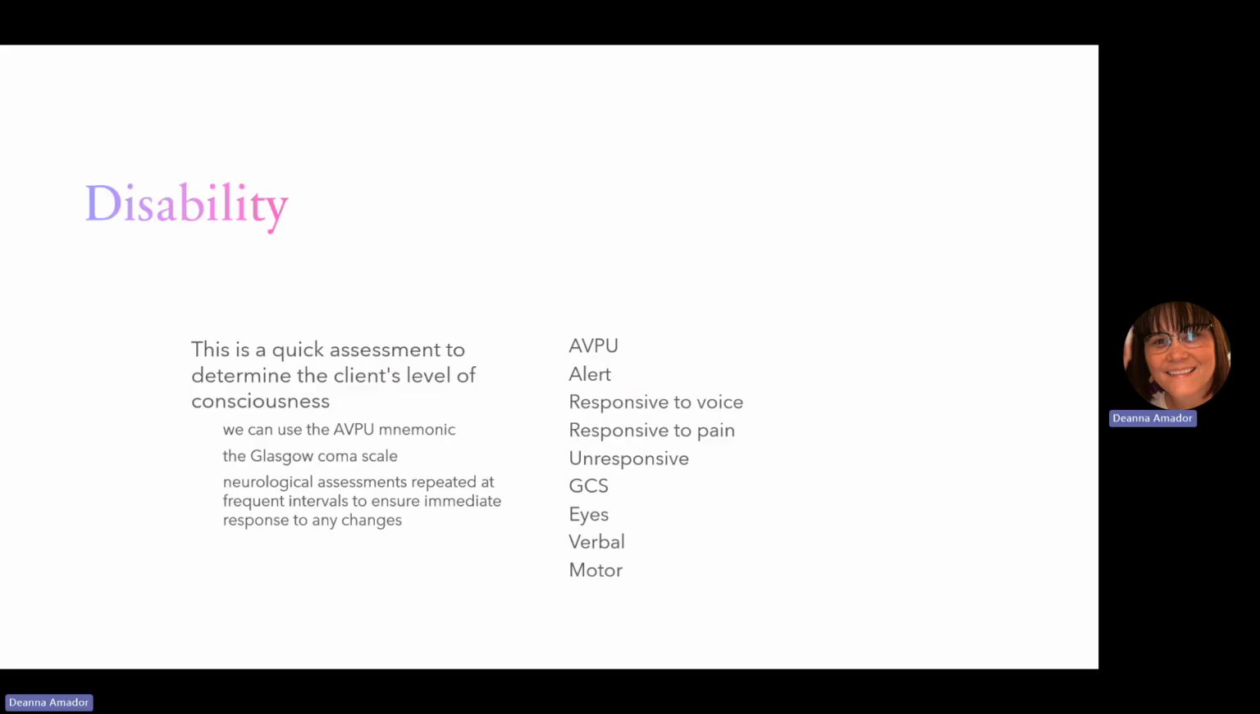Okay, next in our ABCDs is D for disability. And it says this is a quick assessment to determine the client's level of consciousness. There's a couple different things that you could use to figure out disability. So here it talks about AVPU. You can use AVPU mnemonic, or you can use a Glasgow coma scale. So AVPU is A for alert.